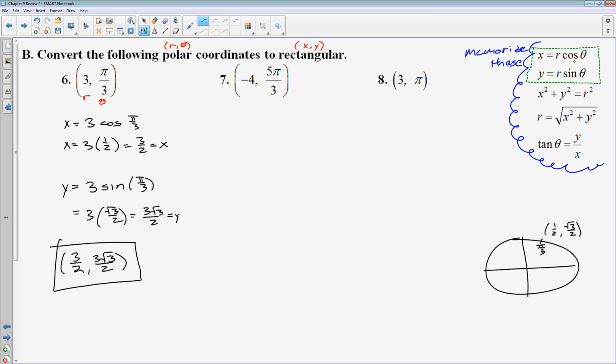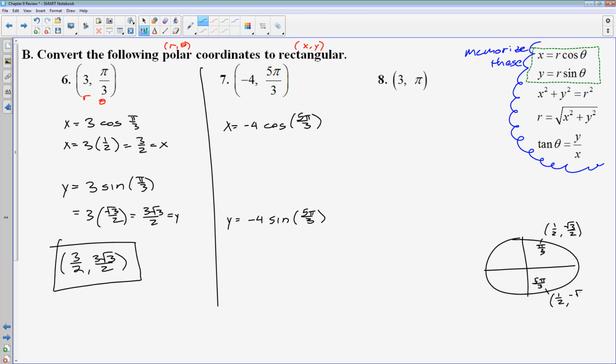Simply plug into these formulas. Number 7, x equals -4 cosine of the angle 5 pi over 3. And y is going to equal -4 times the sine of 5 pi over 3. 5 pi over 3 is down here, and the coordinates there: your x is positive 1/2 and your y is negative root 3 over 2. And we'll simply plug those in.